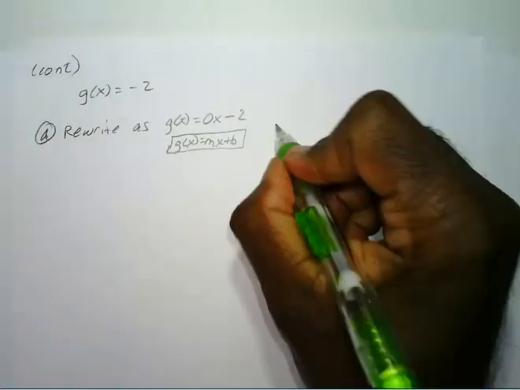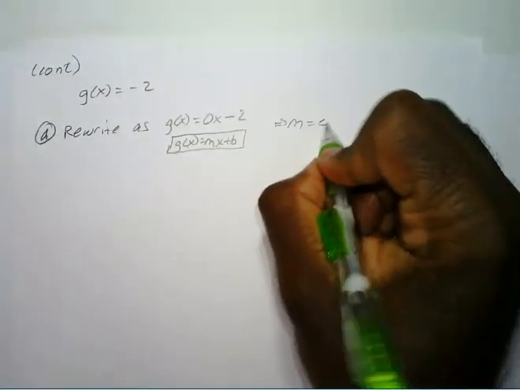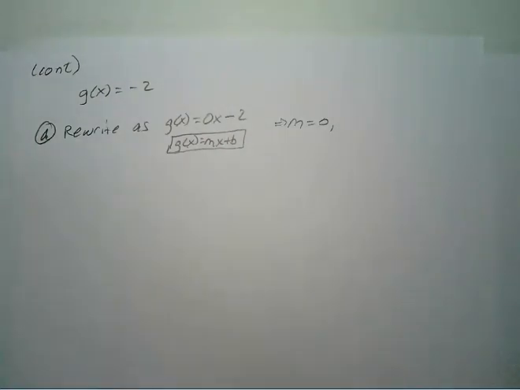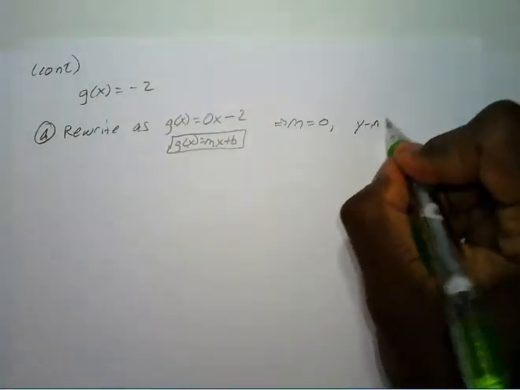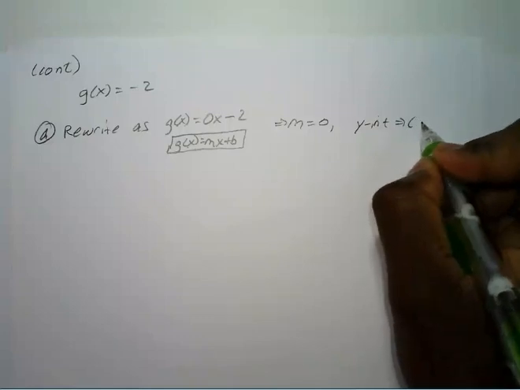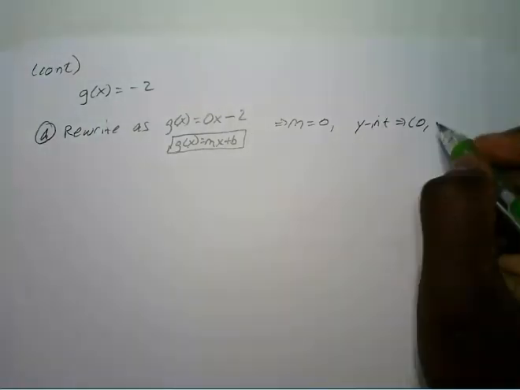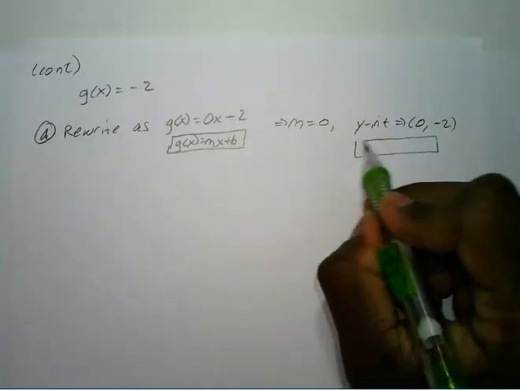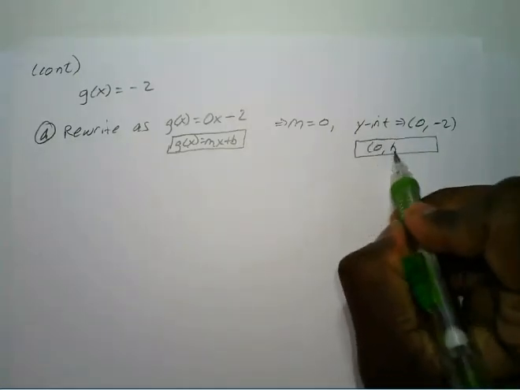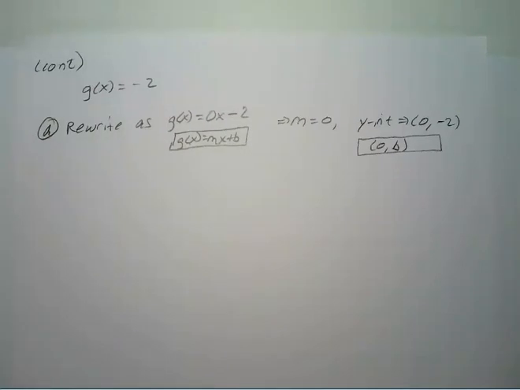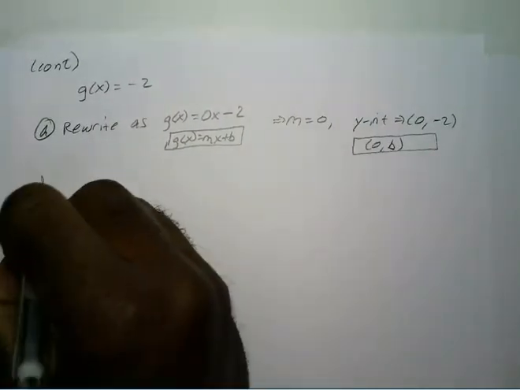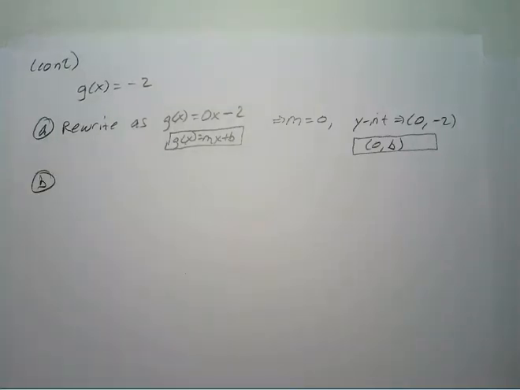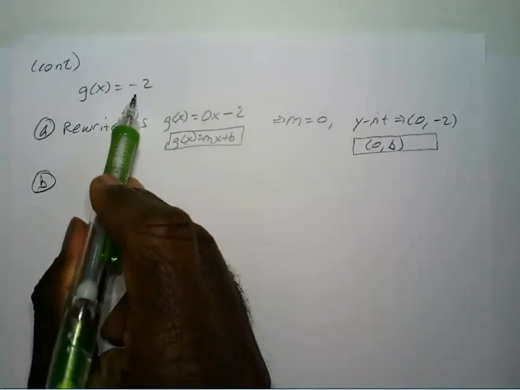Okay, so we see that our slope is equal to 0, and our y-intercept is 0, -2. Remember, your y-intercept is the point 0, b. Okay, now for b, we want to use the slope and y-intercept to graph the function. This one will be pretty easy.